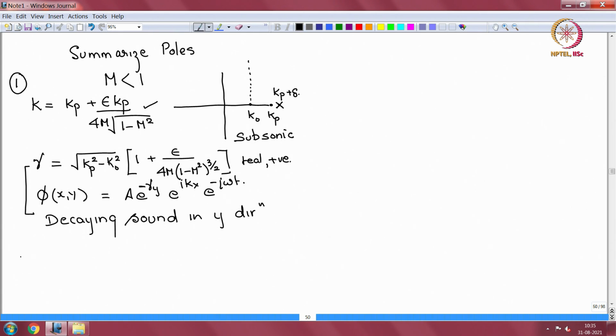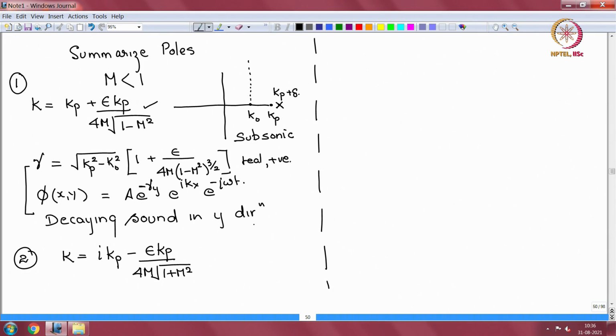Then below m equal to 1, the second one is the one near IKP. So k becomes equal to IKP minus epsilon kp by 4m square root of 1 plus m squared. Okay, this pole is here, IKP, but the original pole is corrected over here.